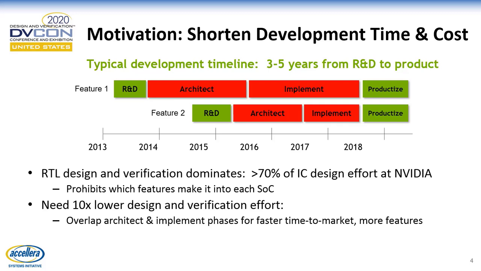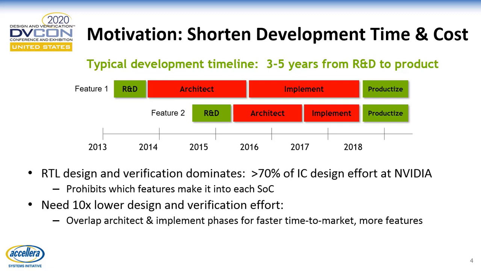So if we look at a typical product design cycle at NVIDIA, it takes approximately 3 to 5 years for a new feature to be added from the R&D to the product phase. A significant fraction of this design time, about 70%, comes from RTL design and verification effort, and this decides which features eventually make it into the final product. So we started a research project where we targeted about 10x reduction in design and verification effort.